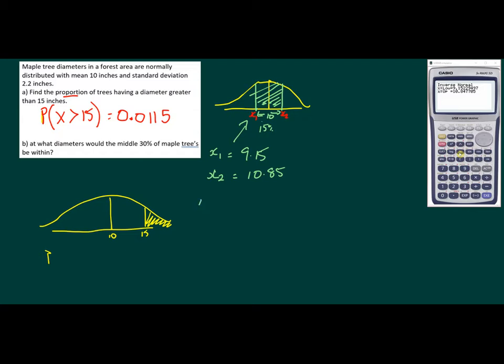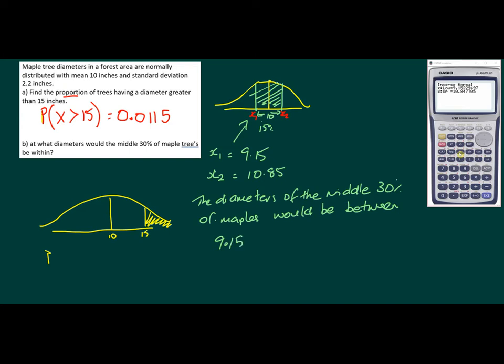So what we're saying here is that the diameters, and you need to write this out as a sentence because this is a merit question, this one. The diameters of the middle 30% of maples would be between 9.15 inches and 10.85 inches, and the double exclamation mark is another way of saying inches. Okay, so I could go like that as well.